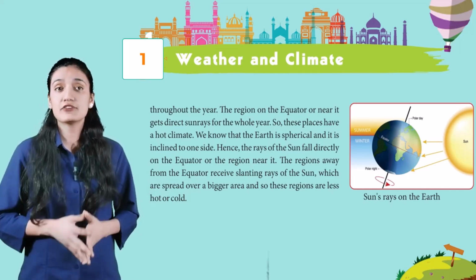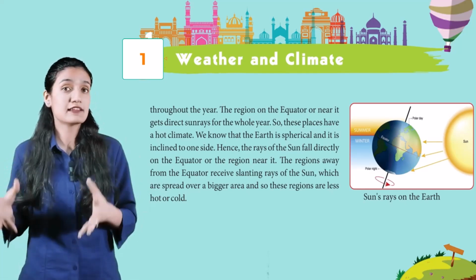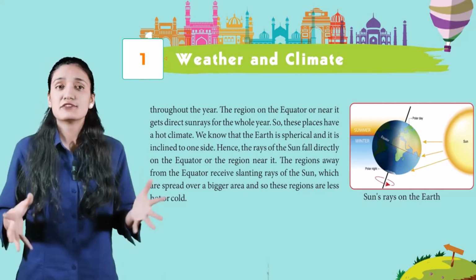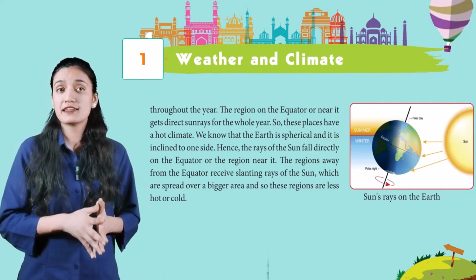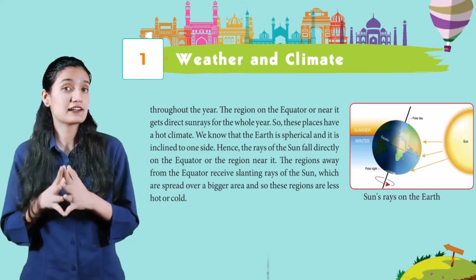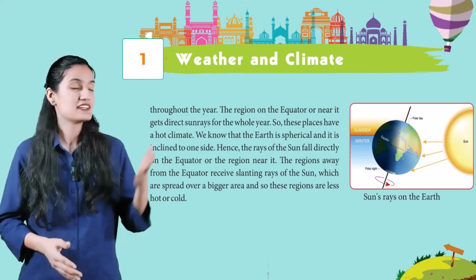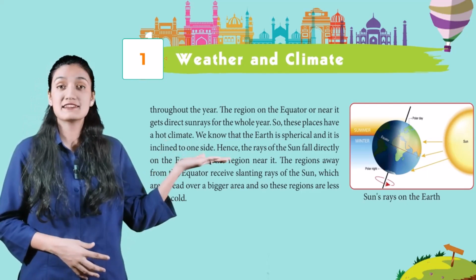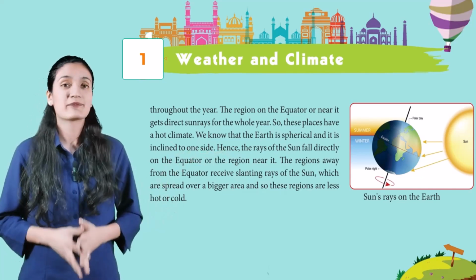The regions away from the equator receive slanting rays of the sun, which are spread over a bigger area, and so these regions are less hot or cold. Here you can see in the picture sun's rays on the earth.